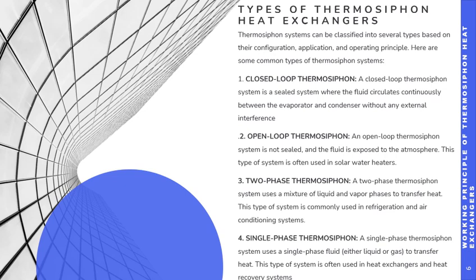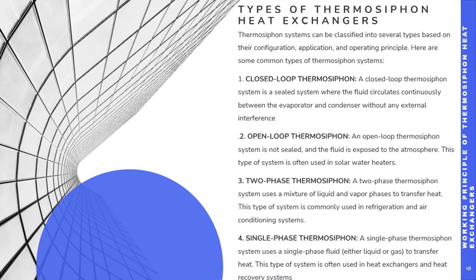The second type of thermosiphon heat exchanger we'd like to look at is an open loop thermosiphon. An open loop thermosiphon is the opposite of a closed loop thermosiphon because an open loop thermosiphon is not sealed and the fluid is exposed to the atmosphere. This is often used in solar water heat pumps.